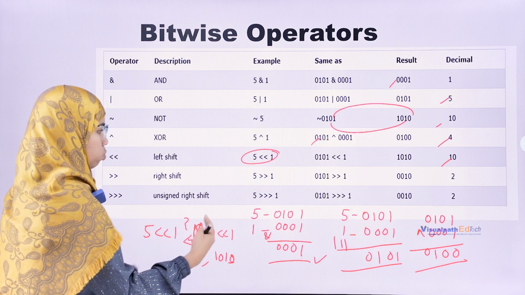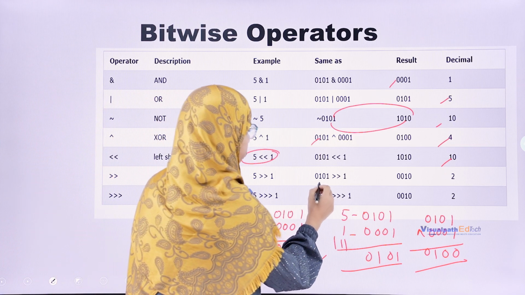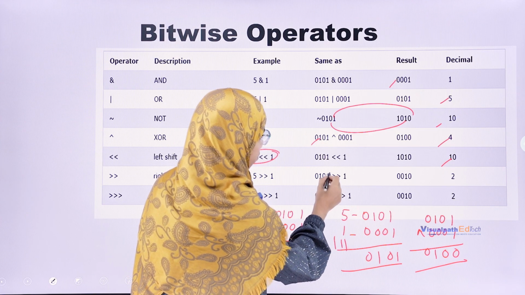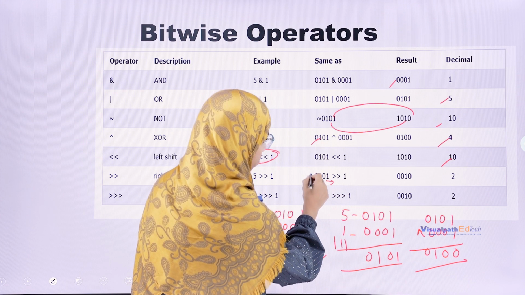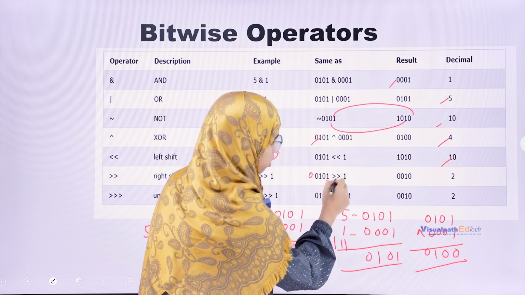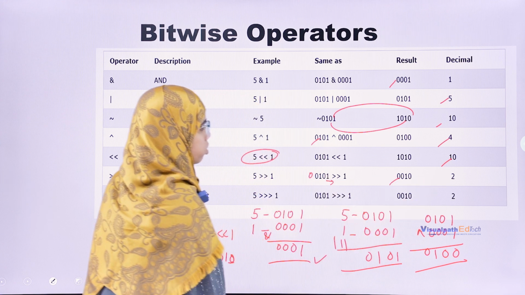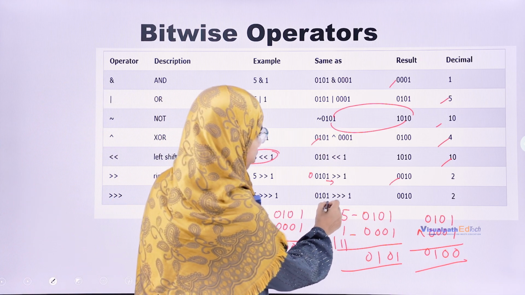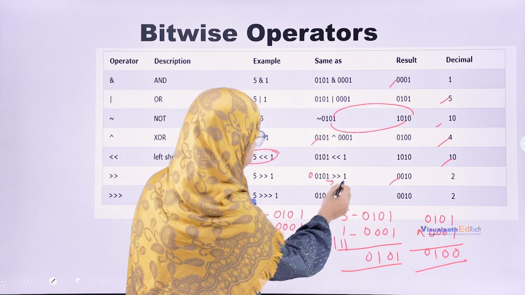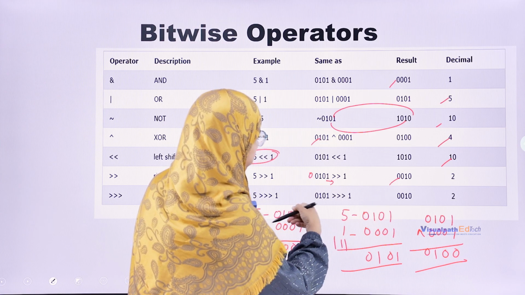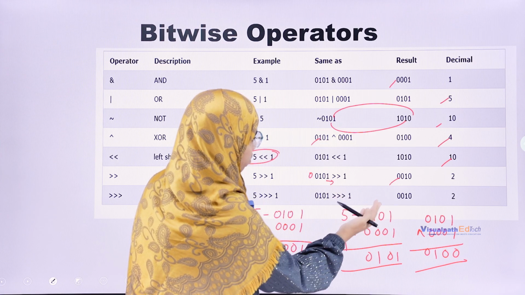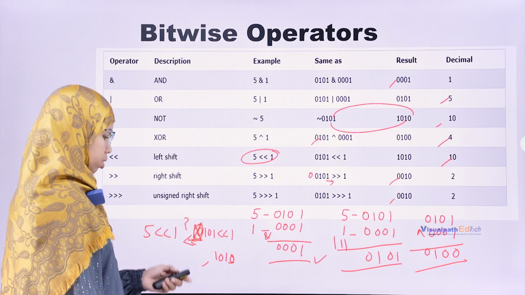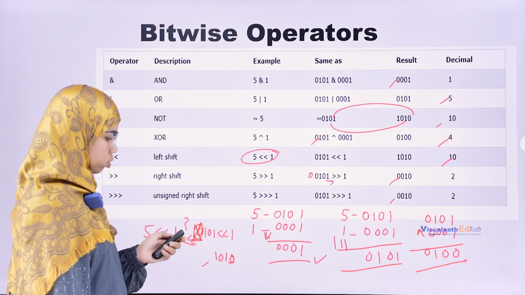Similarly, for right shift, we move the bits towards the right hand side. If you see here, this bit will be moved away, and it will be filled by 0 at this place. So it will be 0010, and 0010 is 2. Now unsigned right shift. Unsigned right shift is again similar to your right shift only, but 2 bits will be moving at a time. So in that case, again it is 2. So these are the bitwise operators.